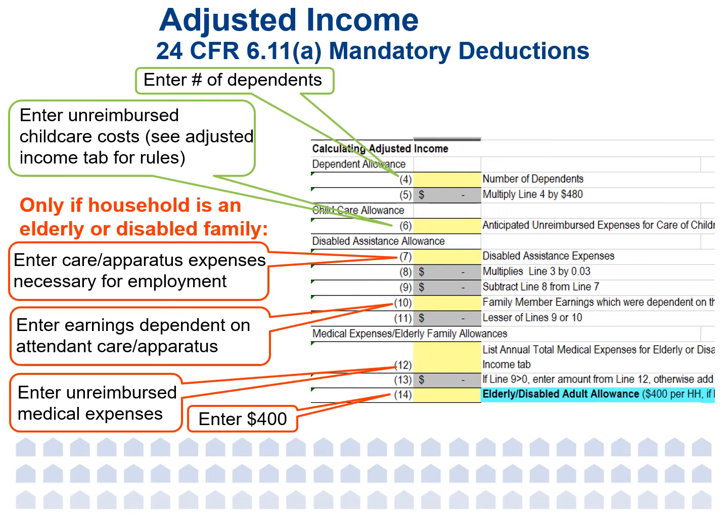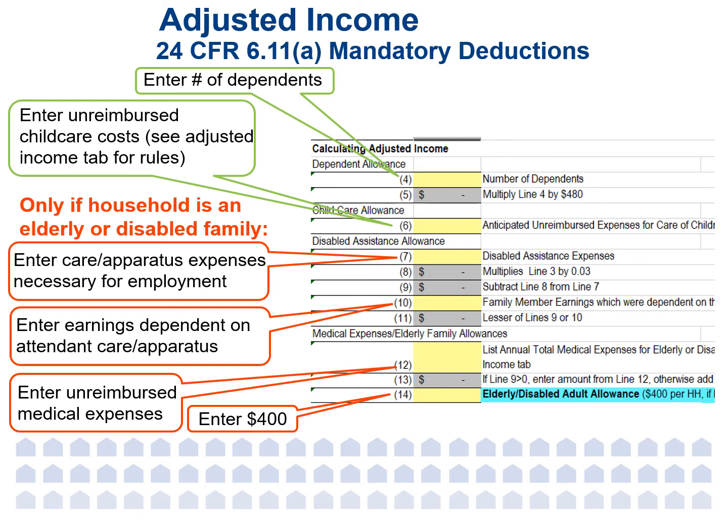An elderly or disabled family is any family in which the head or spouse or the sole member is at least 62 years of age or a person with disabilities. If there are no family members who are at least 62 years old or who have a disability, or if the person in the household who is elderly or has a disability is not the head of household or their spouse, then the family does not qualify for any of the following deductions.